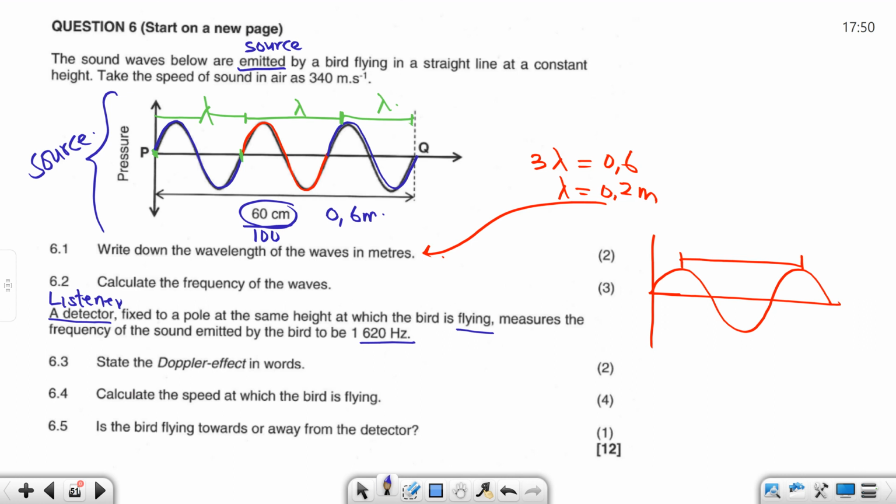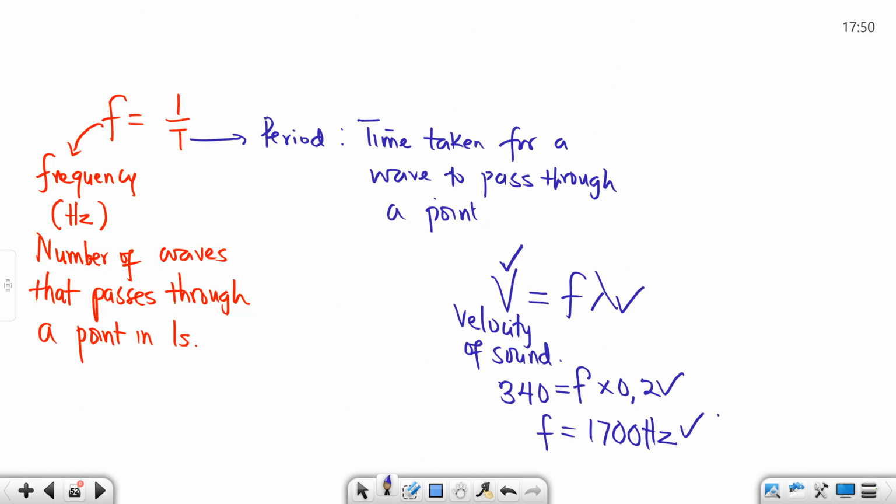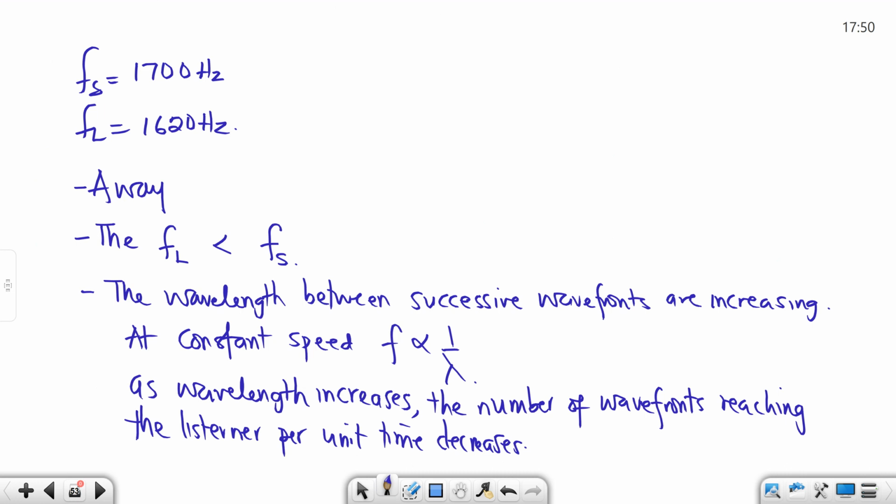Guys, can we calculate the speed at which the bird is flying? Quickly, let's try. What do you need? Okay, we're looking for the speed, right? All right, let me go back here where we have our information. Please calculate the speed at which the bird is flying. V is 340. Let's use not more than 3 minutes here, or 4 maximum.